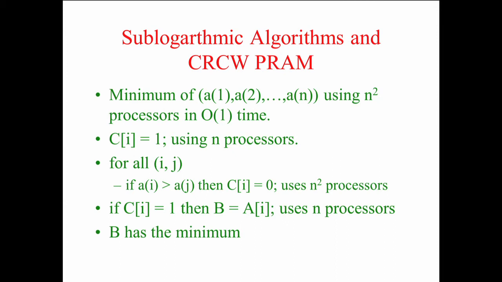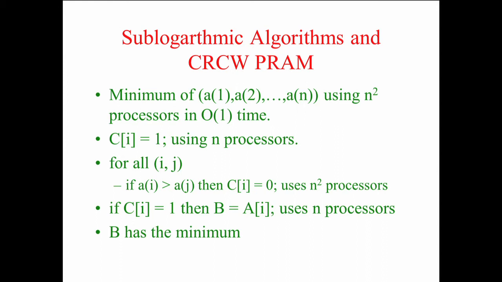Now let us do a much more fascinating algorithm of trying to find the minimum of n numbers. What is the time complexity to find the minimum of n numbers? Sequential time complexity is order n. Now let us see. Suppose I want to find the minimum of A1 to An using n squared processors. Suppose I am giving you n squared processors. I can do it in constant time, right? This is the algorithm.